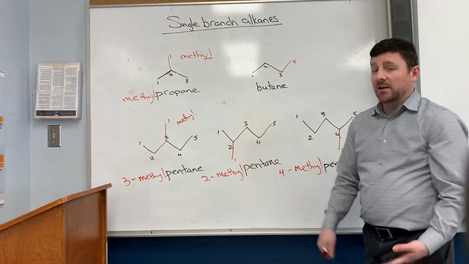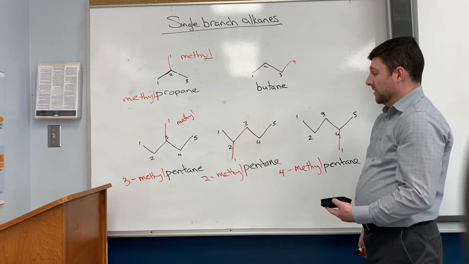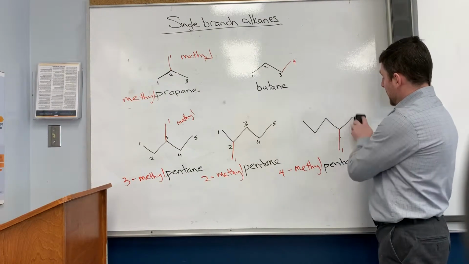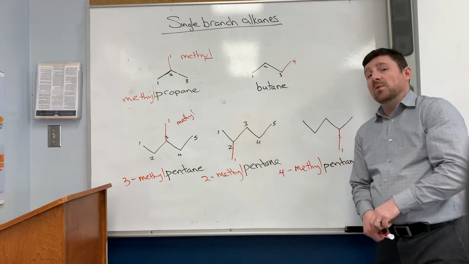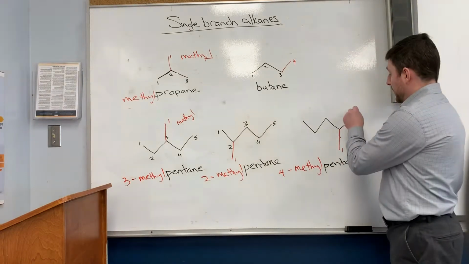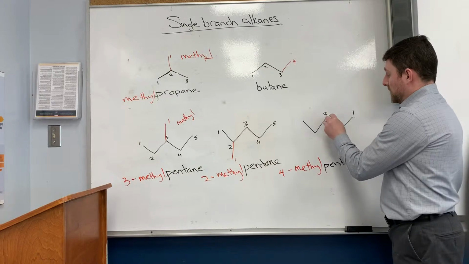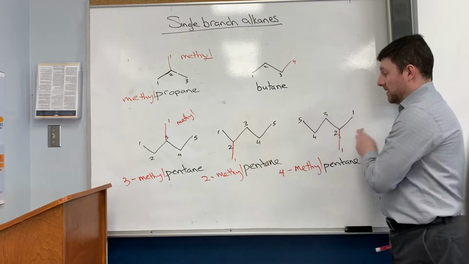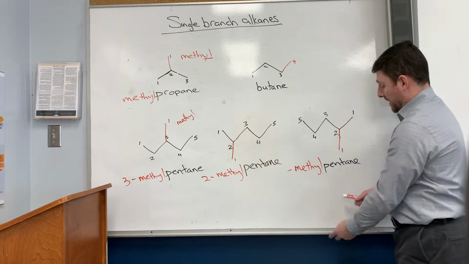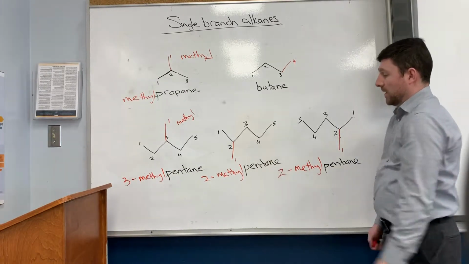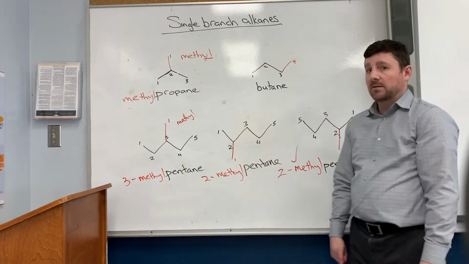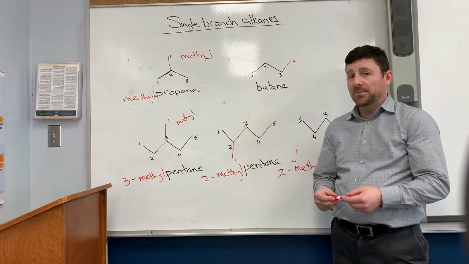So to see whether or not you're naming it correctly, there's a trick you can always do. If you've named it, you can always renumber the main chain in the opposite direction. So if I number this 1, 2, 3, 4, 5 in the opposite direction, and that changes the name to 2-methylpentane, since 2 is lower than 4, 2-methylpentane is correct. 4-methylpentane would be incorrect.